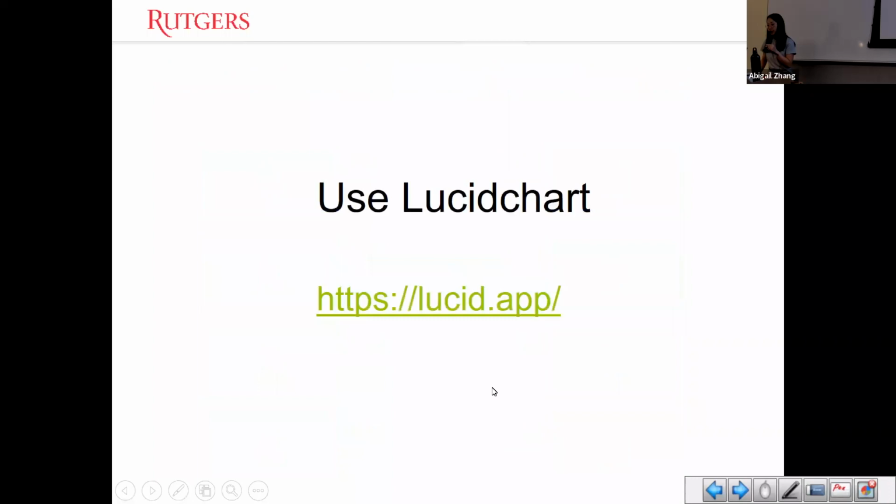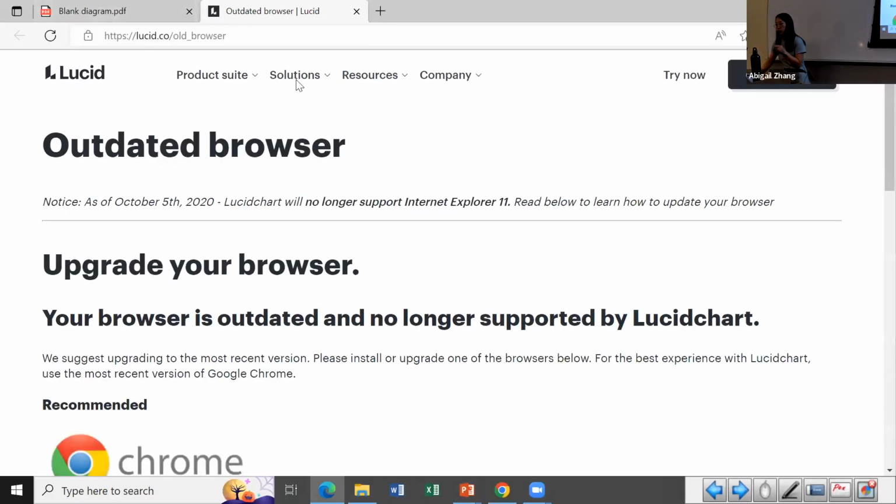So it seems that you guys are doing a great job identifying the relationship types. So now let's look at a platform where we can draw these UML diagrams. If you have my slides open, you can just directly click this link. If not, you can just type in lucid.app. And then let's go to this website.